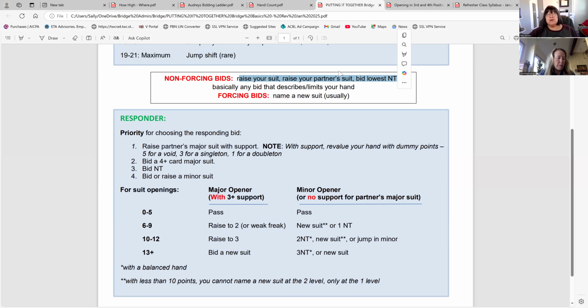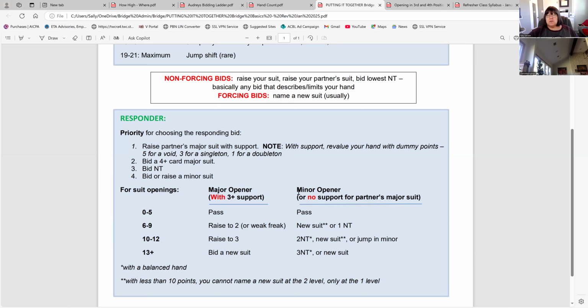The only time a new suit isn't forcing is when it's the second bid by opener, because as we just saw a minute ago, that could be either a minimum hand or a medium hand. So that's not strictly forcing. Okay, so we just bid a new suit. So those are easy enough to think about.